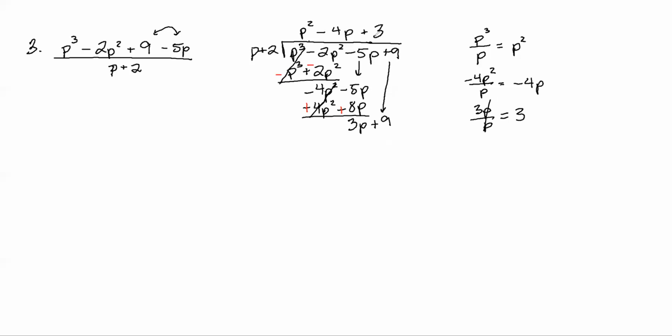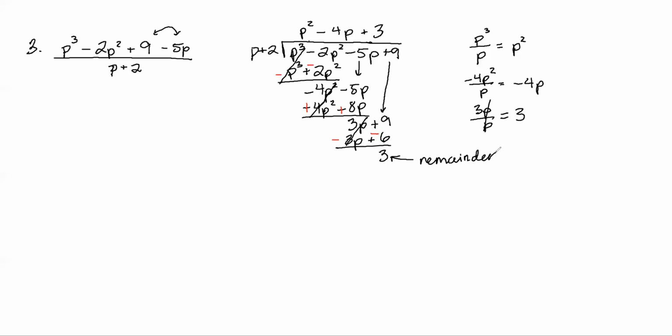And now if we go ahead and multiply, 3 times p is 3p. 3 times 2 is positive 6. Let's change the signs and subtract. First ones cancel. 9 minus 6 is 3. All right, so we don't have any other terms to bring down. So this one, we do actually have a remainder.